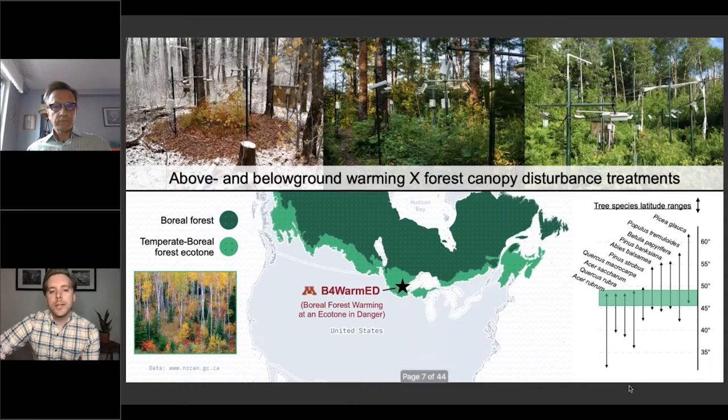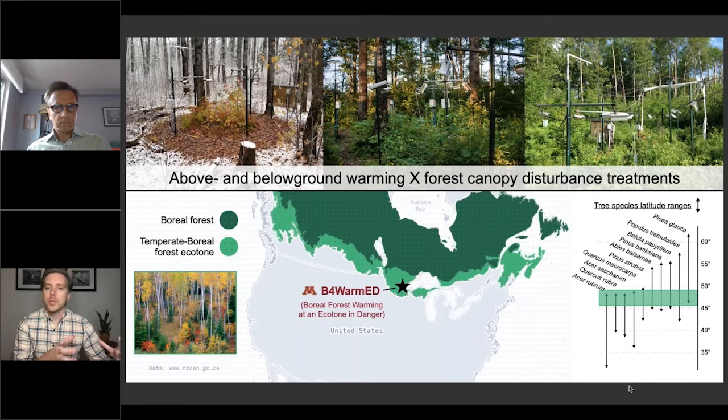And so to look at this a little bit further, I took advantage of an existing experiment that sits right in the middle of this ecotone in northern Minnesota in the United States called B4Warmed, or the Boreal Forest Warming at an Ecotone in Danger experiment, set up by researchers and co-authors on this paper at the University of Minnesota. This experiment consists of above and below ground warming in realistic forest plots. So you can see the photos above. These are warming environments outside in natural forest environments.